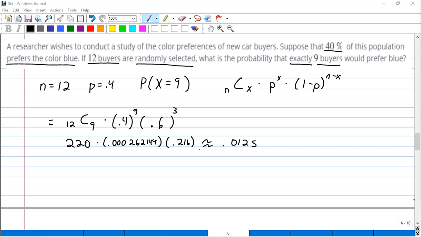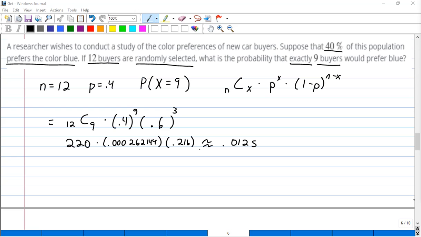So it doesn't seem like there's a very good chance that exactly 9 people would have a blue car. And of course, if this was real data, then we would probably figure it out for every number, and then we could figure out the probability that, say, 9 or more, or 9 or less. 9 or less would be a lot of work, right? Because we'd have to do 0, 1, 2, 3, 4, 5, 6, 7, 8, and 9.